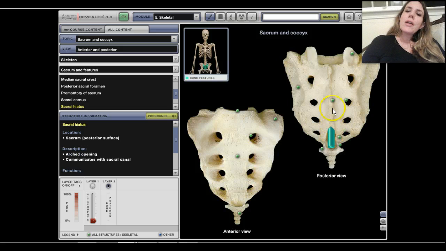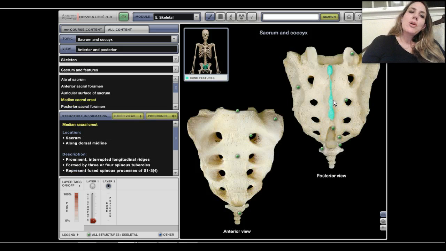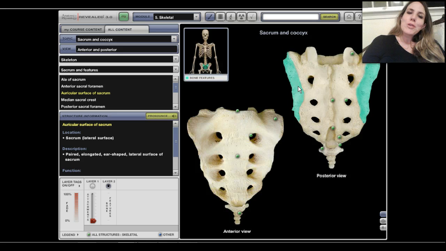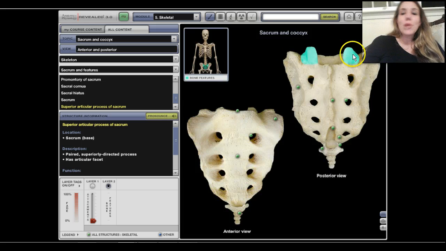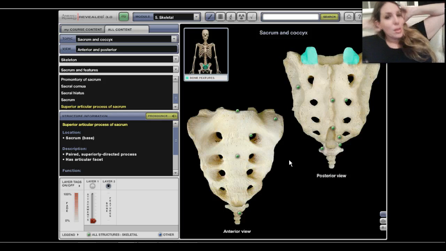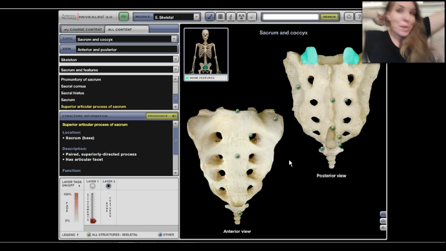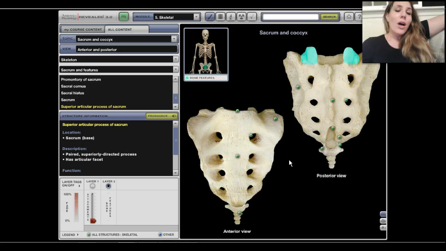This is your sacral hiatus, medial sacral crest, posterior sacral foramen, auricular surface of the sacrum, and your superior articular process of the sacrum. All right, that is the vertebral column. Good job. A little bit more to go on this axial skeleton.